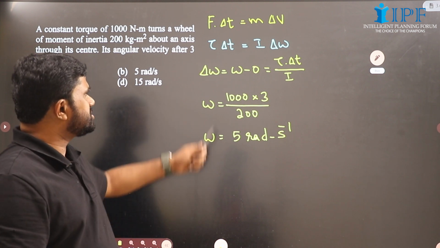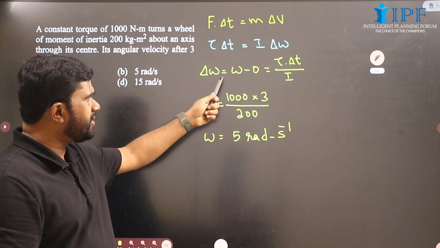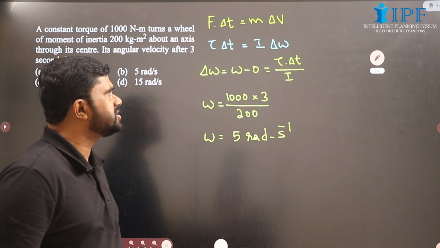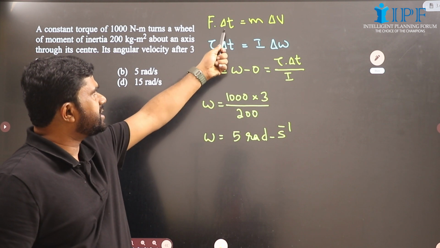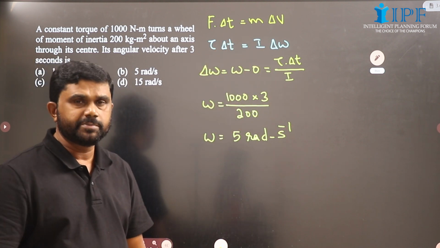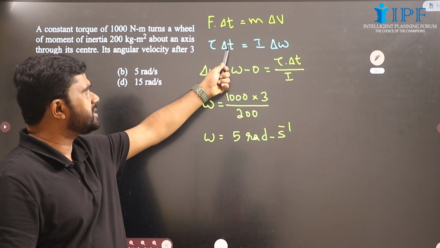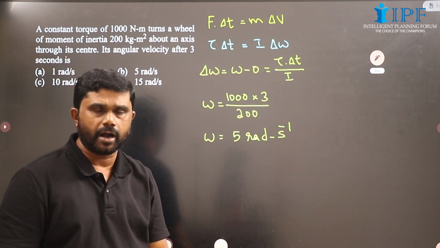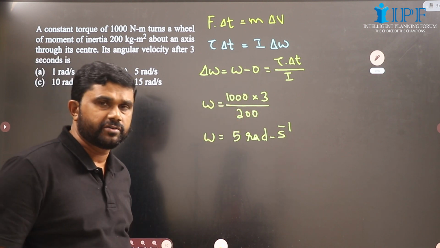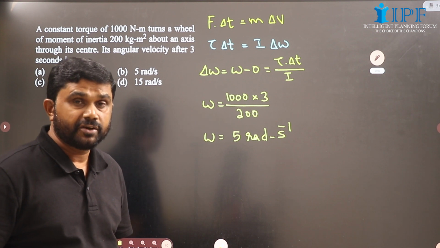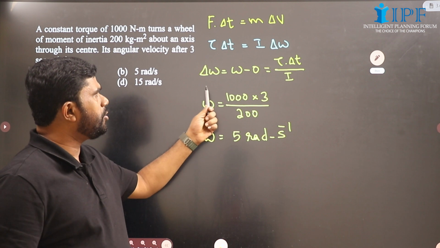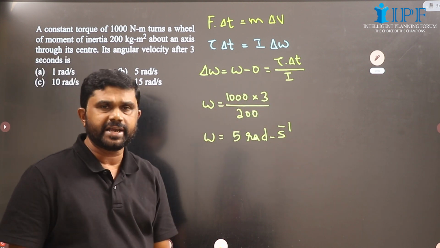Delta omega will be the final angular velocity omega, that we have to find out, minus the initial angular velocity 0. See, F delta t, linear impulse, equals change in linear momentum m delta v. Similarly, angular impulse tau delta t equals I into delta omega, and delta omega equals final angular velocity omega minus initial angular velocity. As the wheel is initially at rest, its initial angular velocity is 0. So delta omega will be tau delta t divided by I.